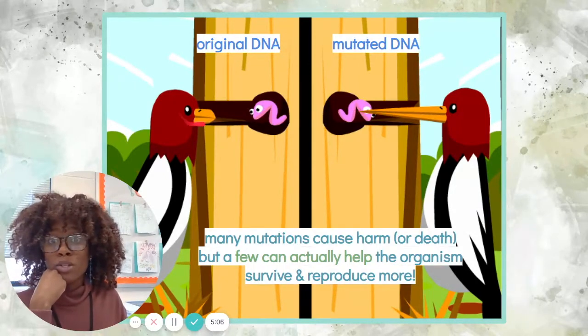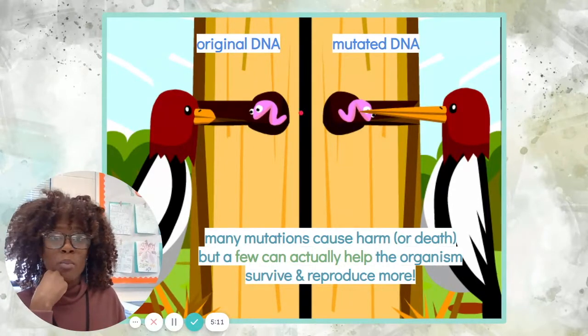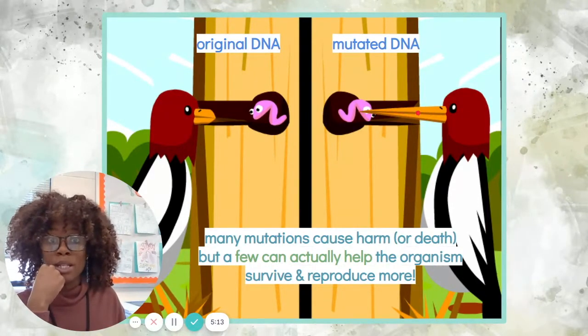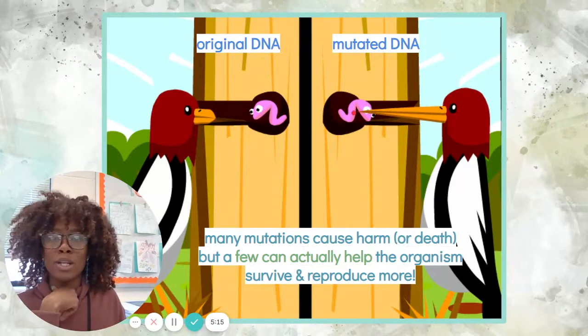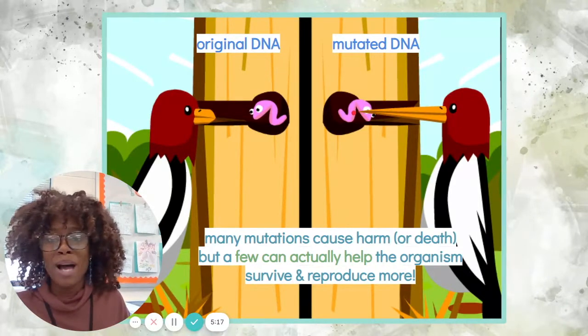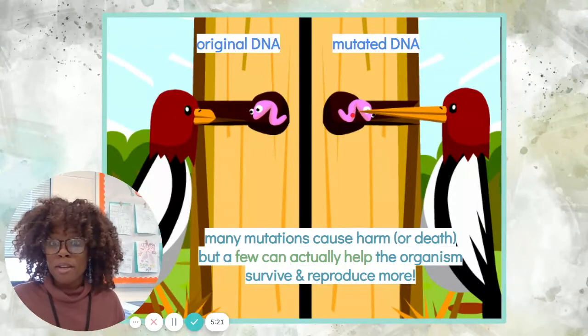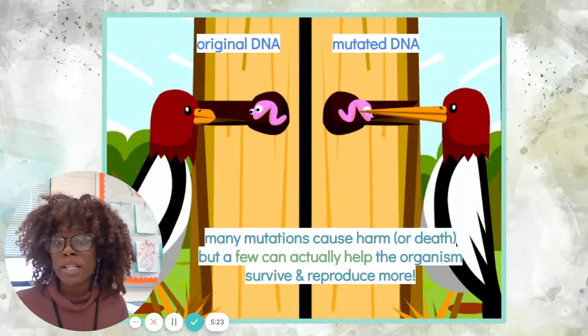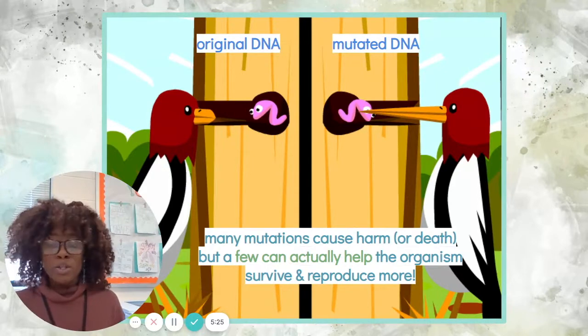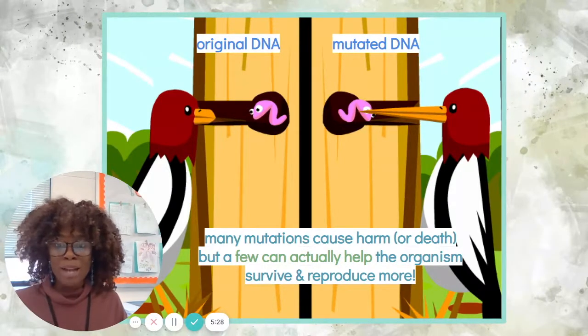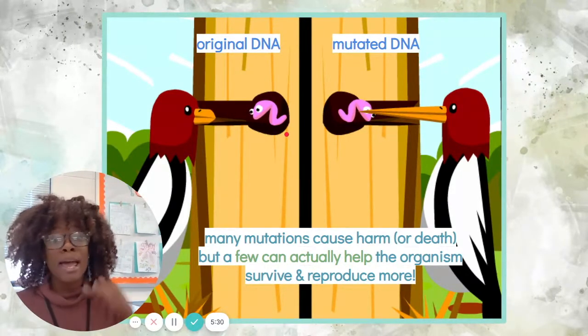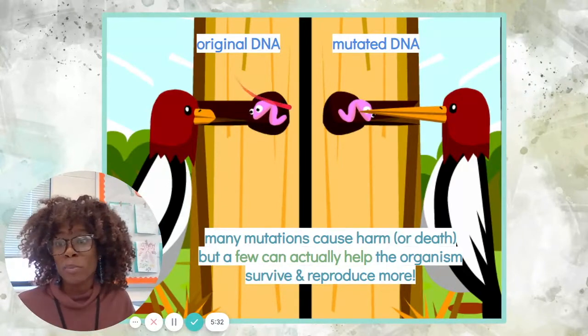Notice that the original DNA is not able to reach the food here, so it has to go and find food elsewhere. But this mutated DNA is adapted. It can have food here. Okay? So just keep in mind, many mutations are going to cause harm or even death, but a few actually can help the organism survive and reproduce more. So just don't always think that mutations are bad. Mutations can be good. They can help the organism survive and reproduce more depending on their environment.